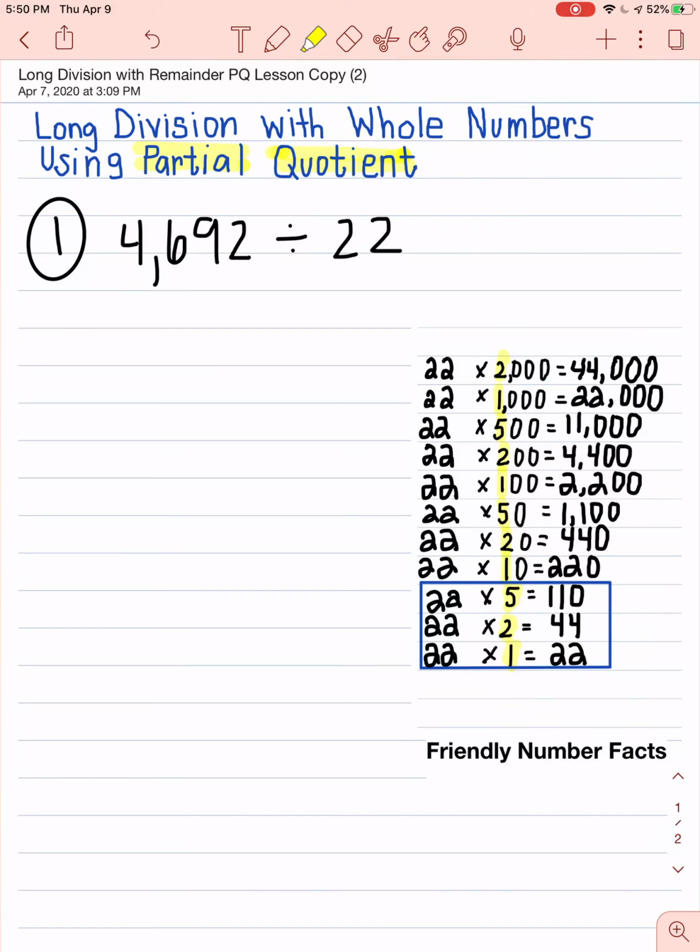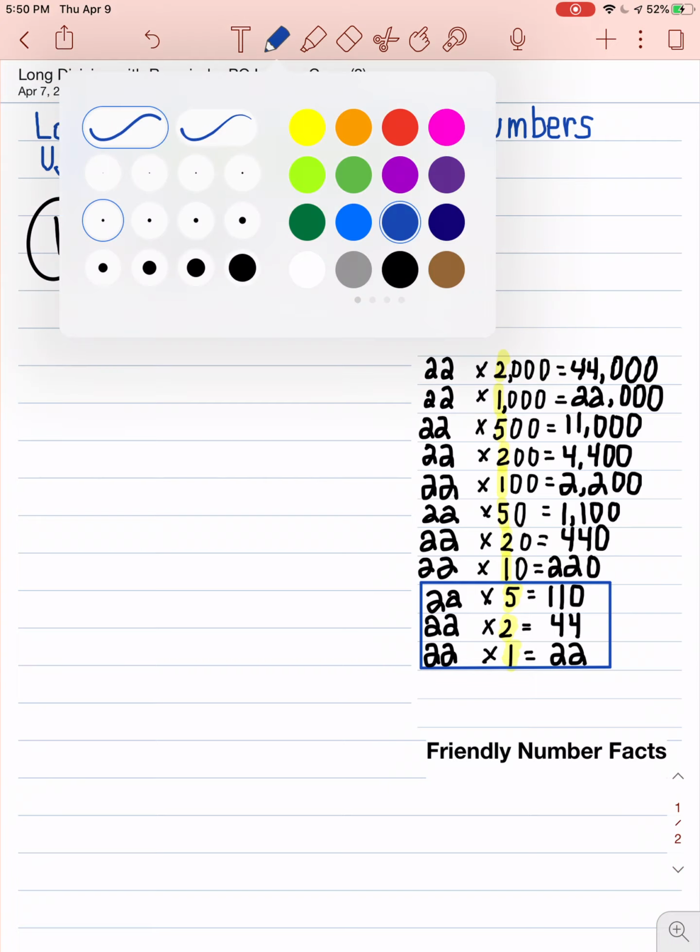All right, so I've been trying to do this lesson. So in this video, I'm going to review how to divide with whole numbers using partial quotient. So this one is partial quotient.